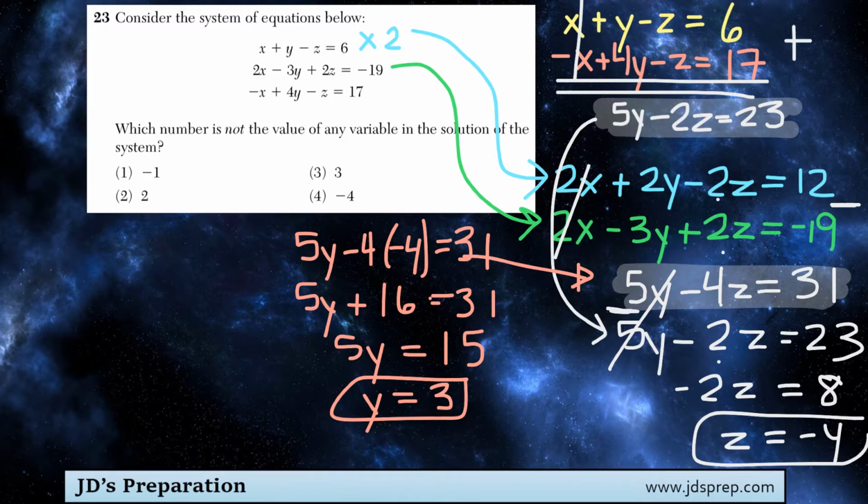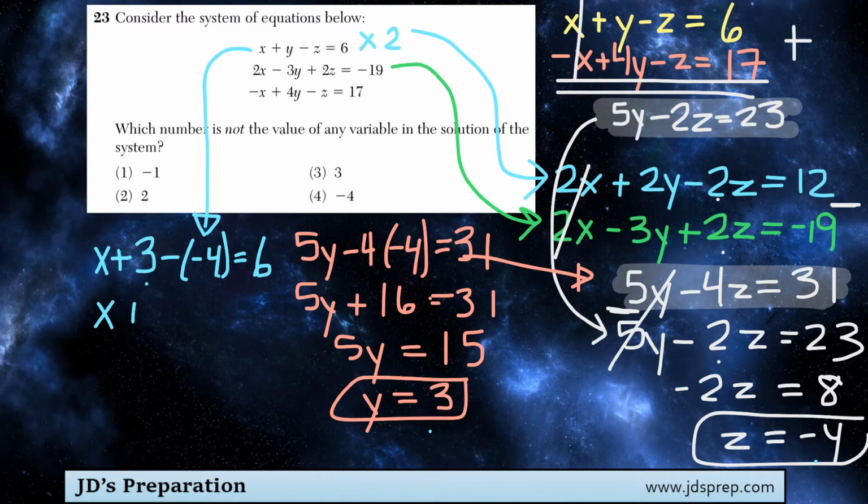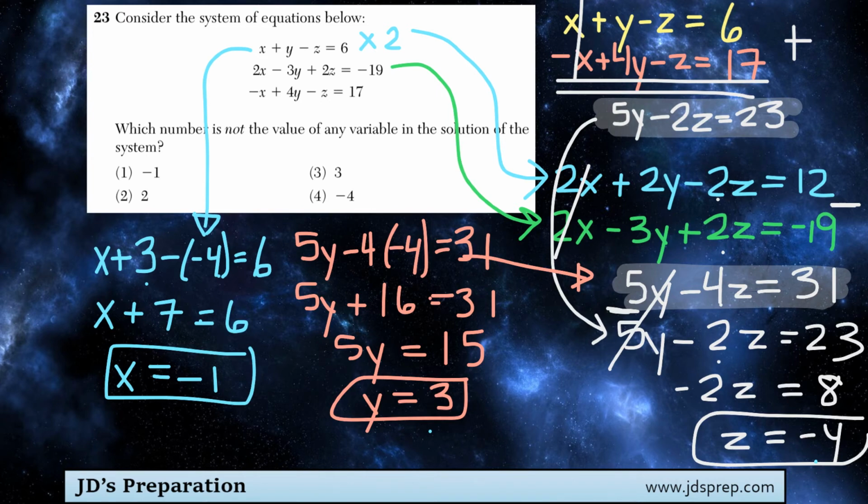And finally, to figure out our x variable, I'm going to go back to the very first original equation and replace y with 3 and z with negative 4. We know that has to equal 6. So this becomes x plus 3 plus 4, so that's x plus 7 equals 6, which means x is equal to negative 1. Awesome. So we've got our solution. It's negative 1, 3, and negative 4. So the one number that does not belong there is 2.